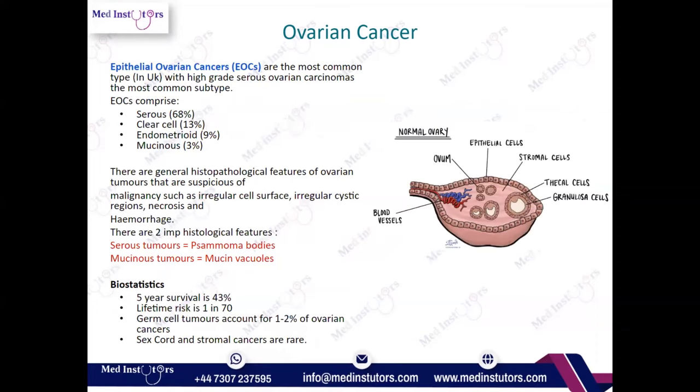If you find in the exam any SBA and they ask you the common type, then go and click on the epithelial ovarian cancers. And there's another subclassification of this. If they particularly ask you which one is the most common epithelial cancer among the rest of the options, then go with the serous epithelial carcinoma. Because I'm repeating this again, overall, the epithelial ovarian cancers are the most common type. And among the epithelial cancers, the serous carcinoma is the most common type. It accounts for 68% of the epithelial ovarian cancers.